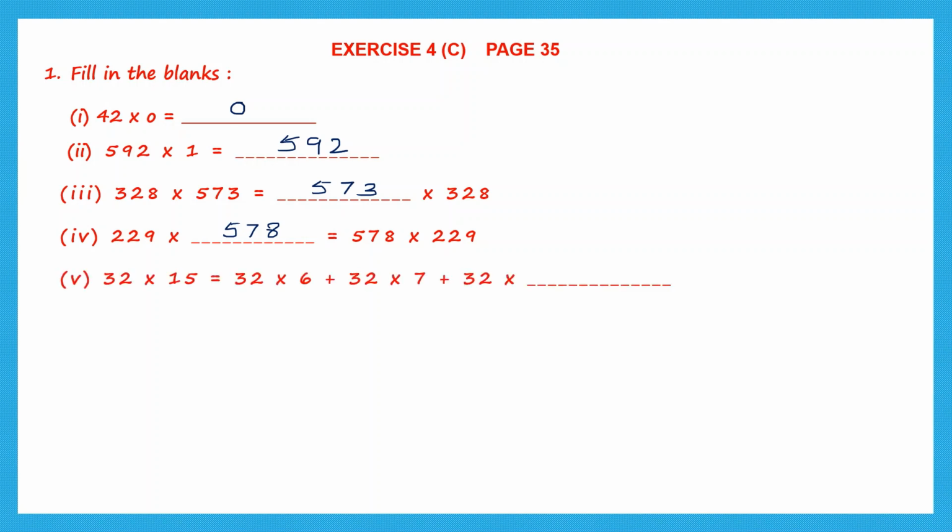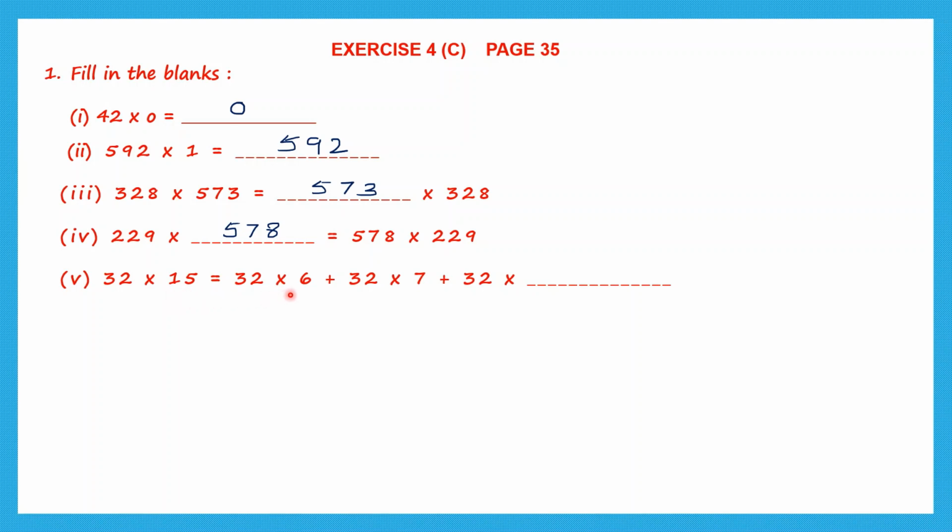Question 5. Here we have 32 into 15 is equal to 32 into 6 plus 32 into 7 plus 32 into dash. Now here also, if you look, 32 is there everywhere. So there's no change in 32. But 15 has been changed. Instead of 15 we have 6, then we have plus 7, then we have to add something else here. Now what has happened is 15 has been distributed.